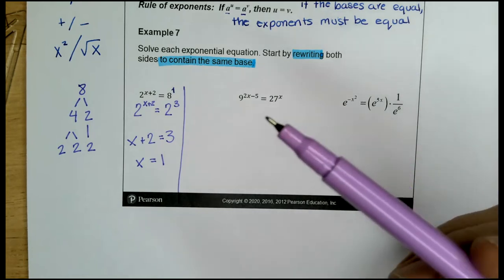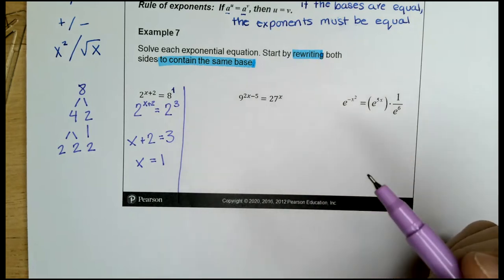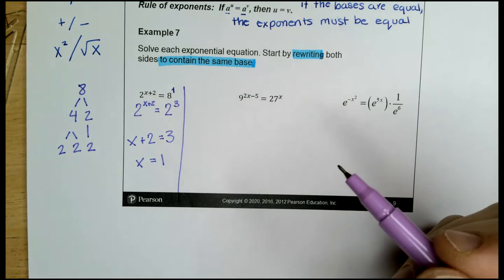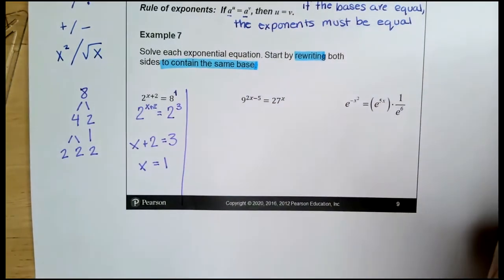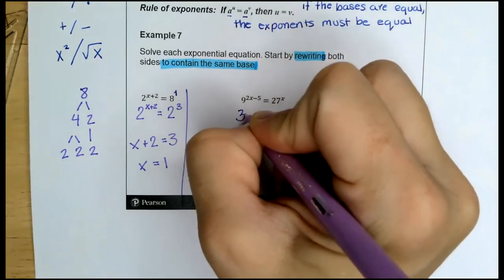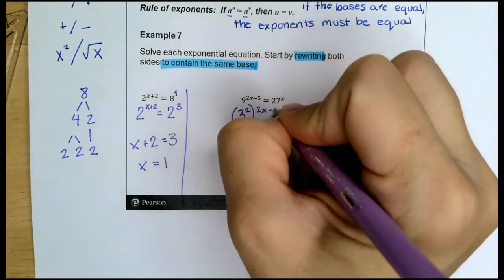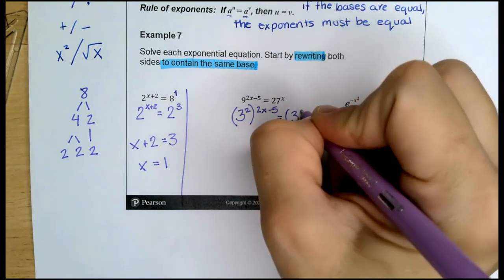But we can try to find something they both have in common. What number can be raised to a power to equal 9 and also raised to a power to equal 27? Well, the only factors of 9 are 3 and 3, right? So I'm going to say 3 squared. And I'm going to say 3 cubed.